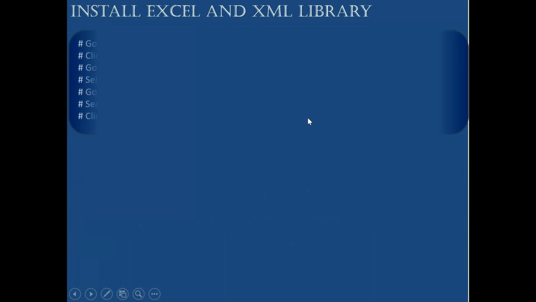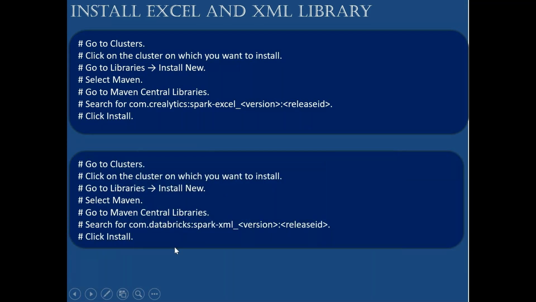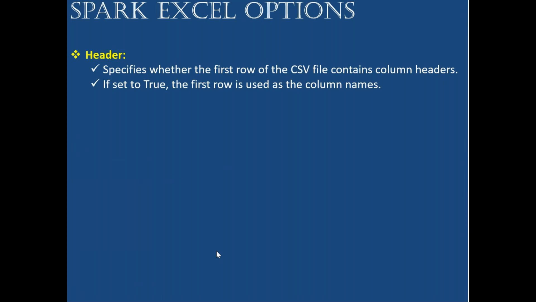Now it's correct, team. Now you see this is com.databricks colon spark hyphen XML. Here, spark hyphen Excel to read Excel, spark hyphen XML to read XML. Okay, so fine. Spark Excel operations: headers is a mandatory option while reading the Excel.